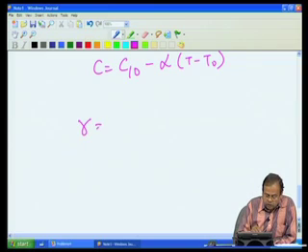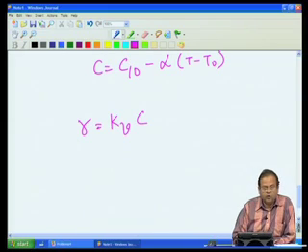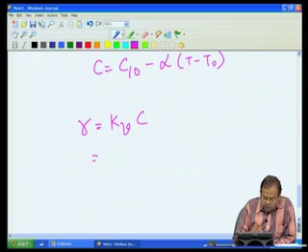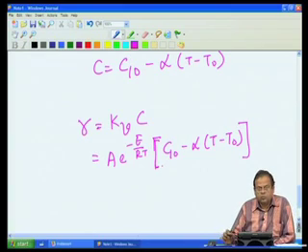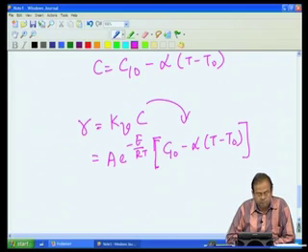Rate of reaction is Kv into C, where Kv is a function of temperature, and from this relationship we also know K can be expressed in terms of temperature. So, we can write this Kv in Arrhenius form into C10 minus alpha into T minus T0. Remember, this has come from this T.